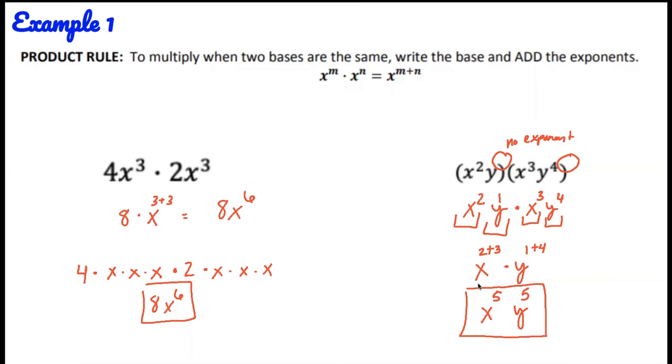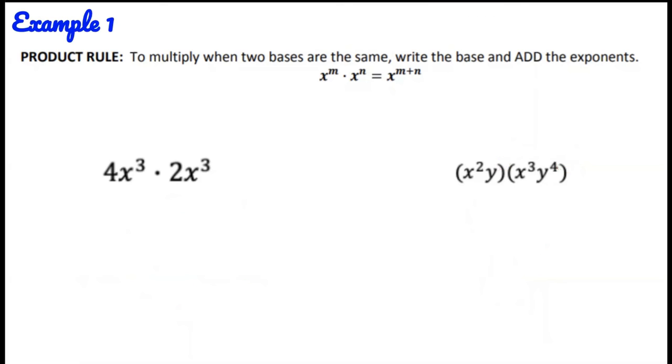Okay. So what's essential here? What's important? We need to know that whenever we have our real numbers, we're able to multiply them together. Don't treat them as variables. They're not variables. They're constants. They're real numbers. We can multiply them together. Now, when we have variables, then that's when we keep our bases. We keep our base and we add the exponents. This is the product rule. Okay. All right. Ready for the next one?